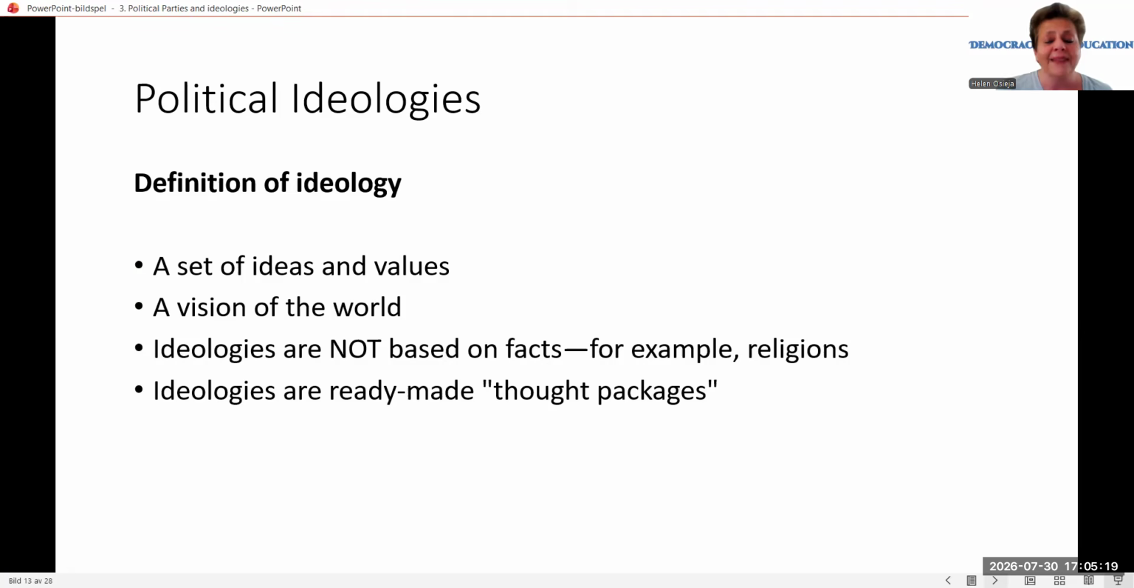Ideologies are ready-made thought packages that don't require individuals to question or to use their critical thinking. Why can ideologies be so dangerous? As I said before, you don't need to use your own judgment to accept an ideology. You just need to follow what somebody else said and his or her vision of the world.